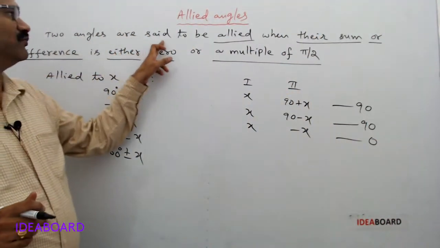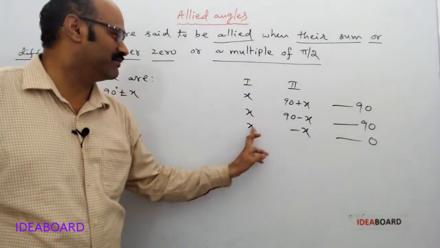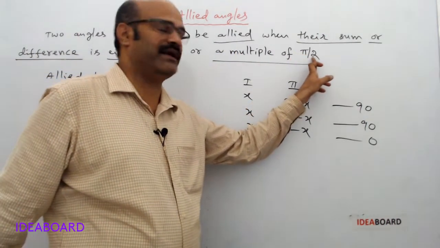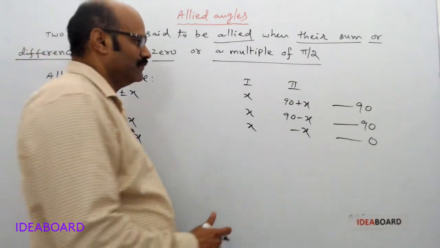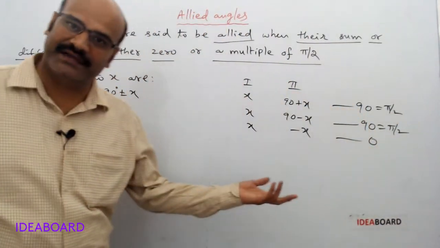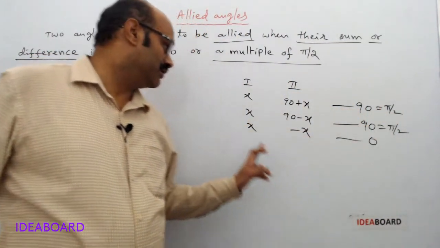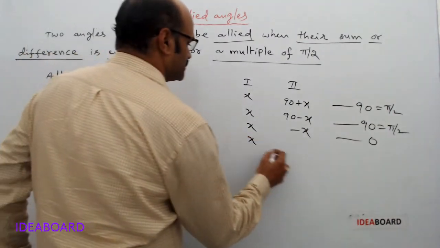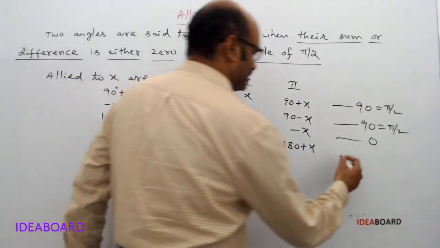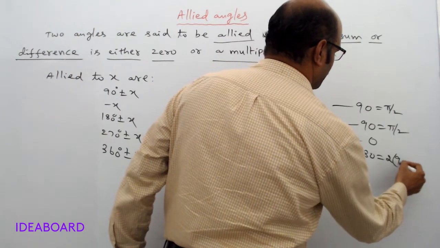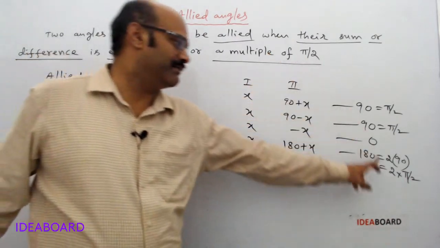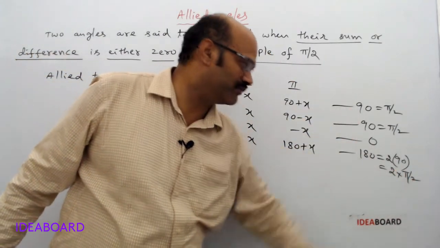Two angles are said to be allied when the sum of these two is 0. The sum should be either 0 or a multiple of pi by 2. Pi by 2 equals 90 degrees. 90 means pi by 2 in radians. 180 degrees means pi radians. Now similarly, you take x and 180 plus x. Difference of these two: 180 plus x minus x equal to 180, equal to 2 times 90. It is a multiple of 90, a multiple of pi by 2. 2 times pi by 2 you are having here.